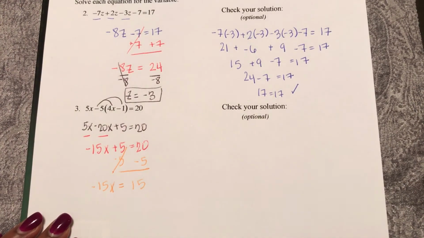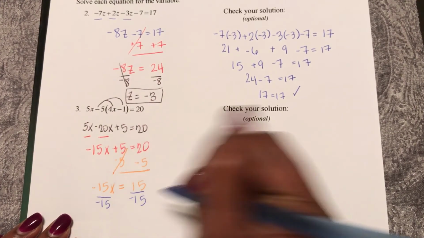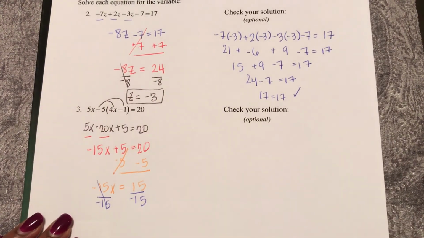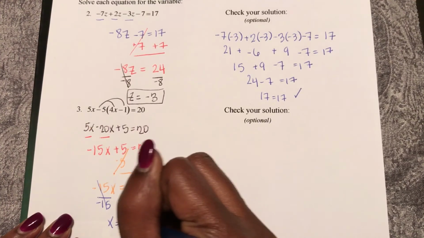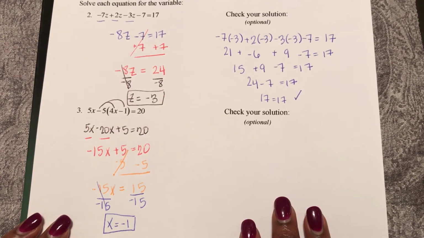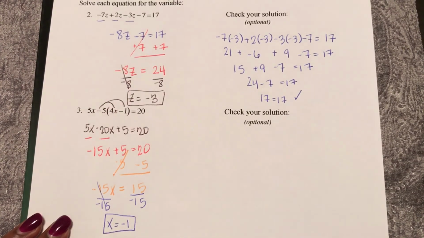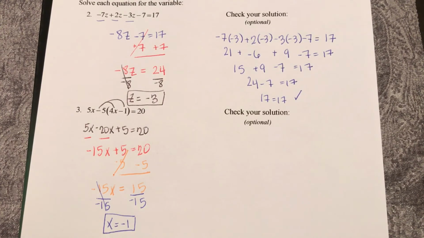Almost there. Now to isolate that x, instead of multiplying by -15, I'll do the opposite of dividing. That cancels. 15 divided by -15 is -1. And if we chose to, we could take -1, plug it back in here for these x's, and prove that we have a true statement of 20 equal to 20. So checking your solution is optional, but a great way to confirm that your work is correct.